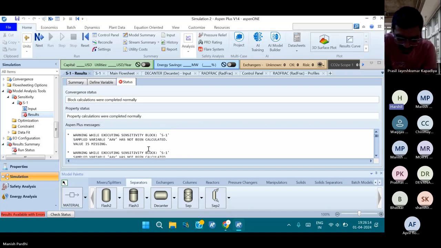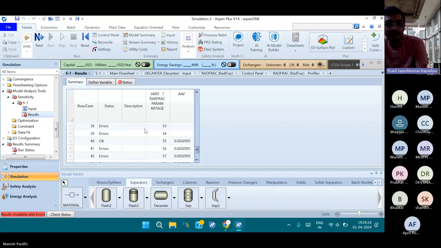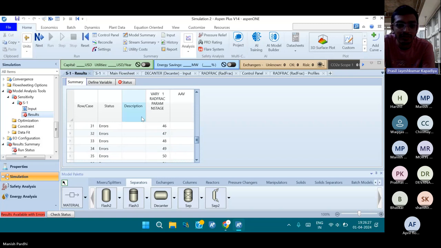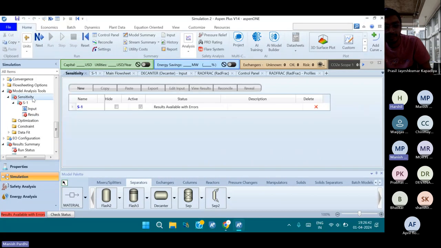At 55, the water fraction is 0.02, which is the same only, I guess. Yeah, it will be the same. Okay, because a minimum of 55 stages are required only. So we can't play with the number of stages. It won't help. Instead of sensitivity analysis, I use the design specification block. Yes, and what did you vary? The number of stages only, but it won't help. Yeah, the initial and final value is the same only.